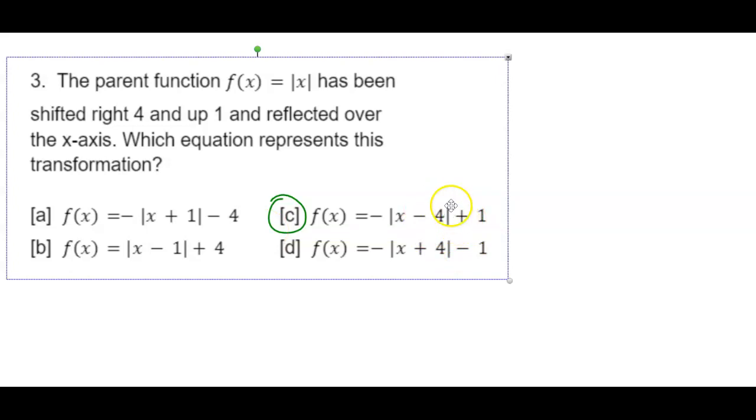And then lastly, we want it reflected over the x-axis. For that to happen, there should be a negative in the front. There are actually 3, A, C, and D, that have a negative in the front, but only C fits all 3 characteristics.